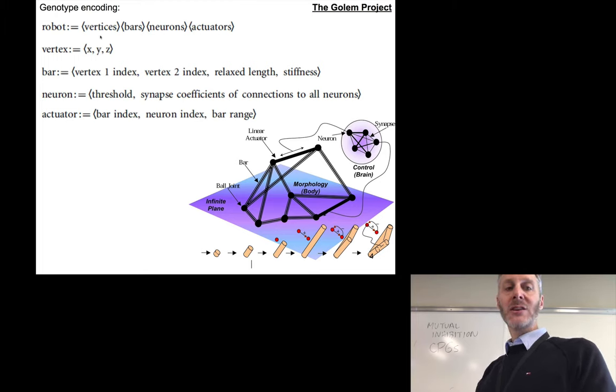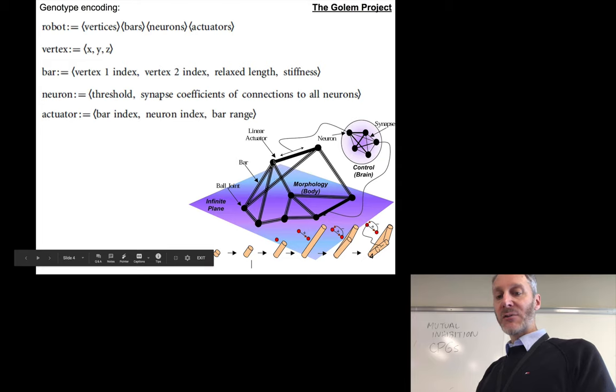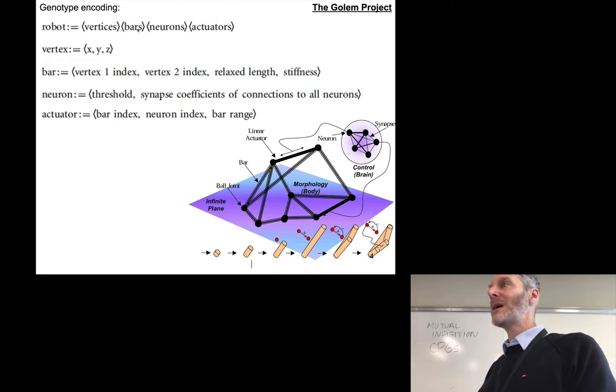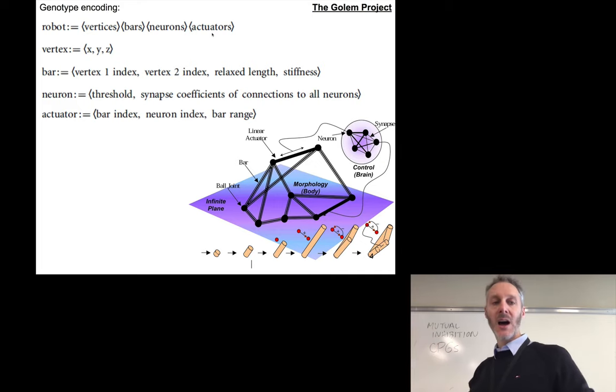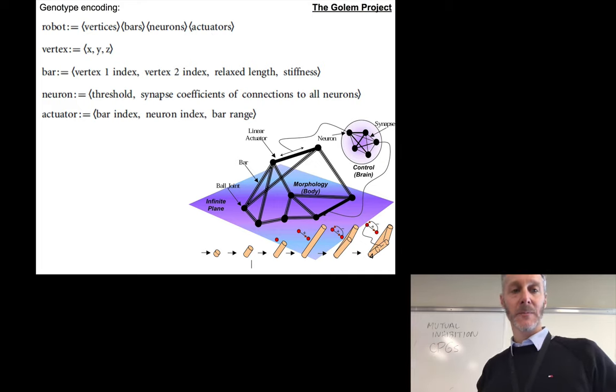The first one encodes the vertices of all of the linkages. The second list encodes information about all the bars connecting the linkages together. Third list, all the neurons. And finally, the fourth, all the actuators. So let's unpack each of these lists. The first list is itself a list of triples, XYZ coordinates that, as you can imagine, identify a set of points in space, which become the linkages.